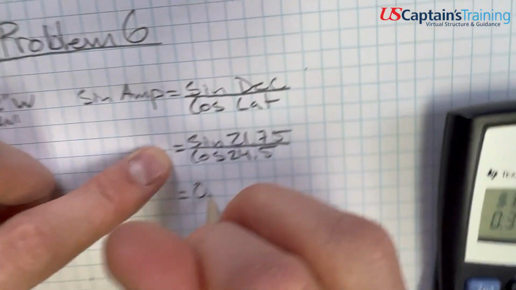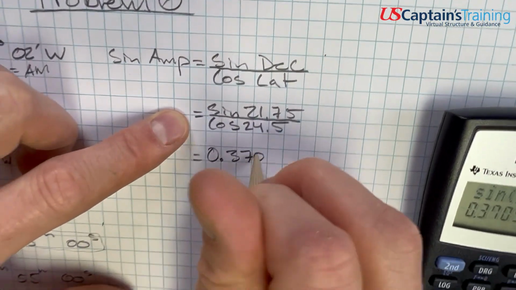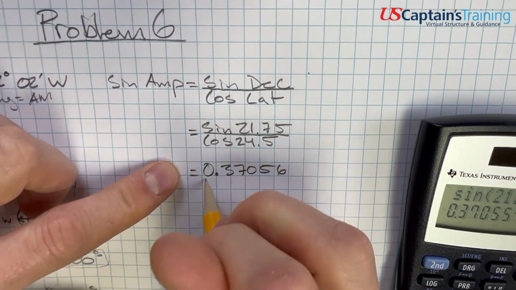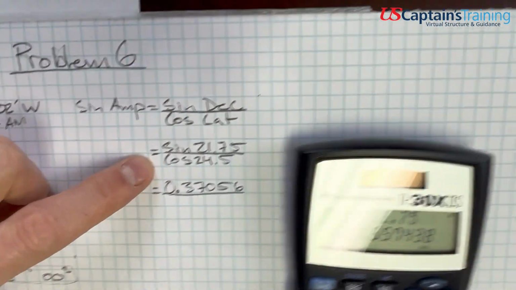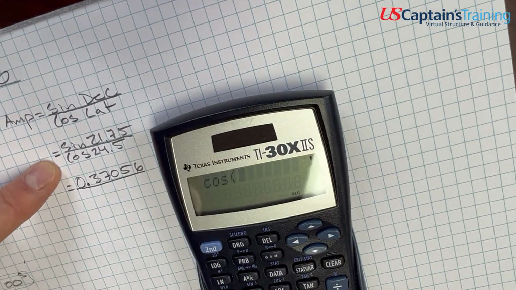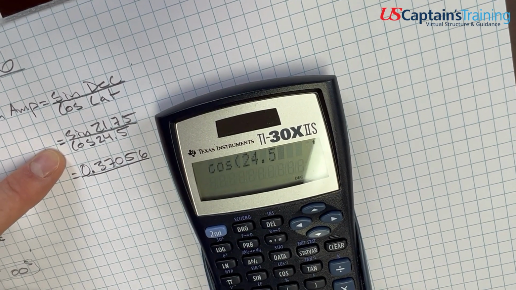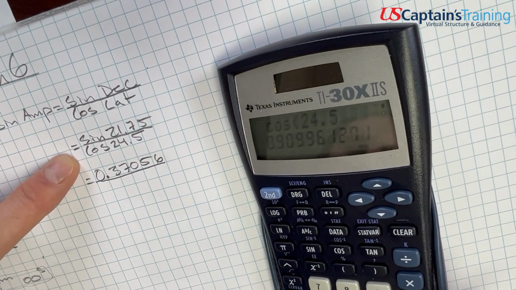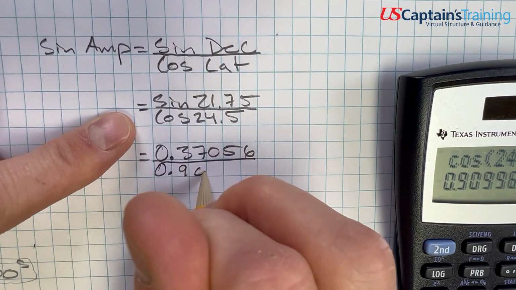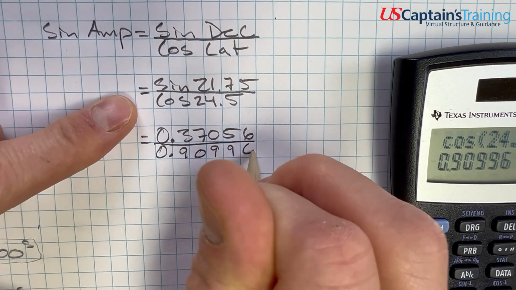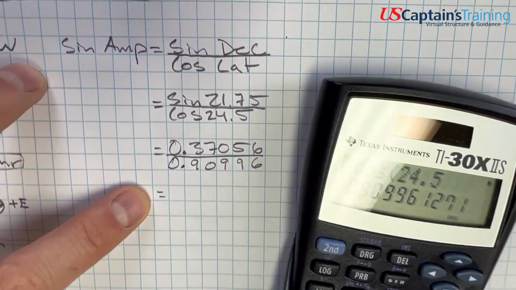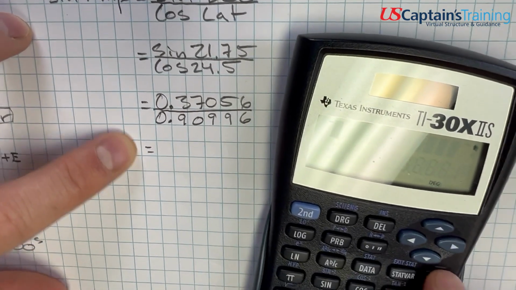0.37056. Good. Let's crunch these cosine numbers. Cosine 24.5 equals 0.90996. These are a lot of numbers, so just take your time here. It's easy to mess this up.